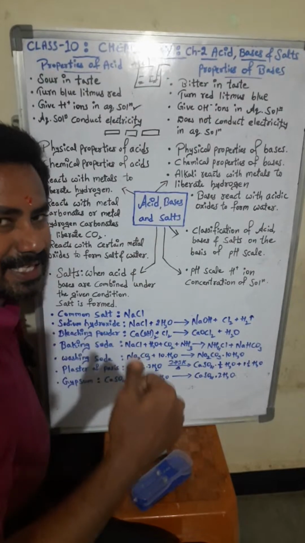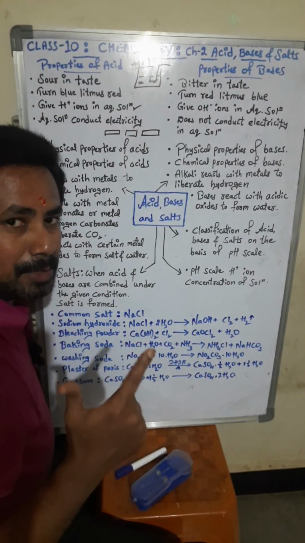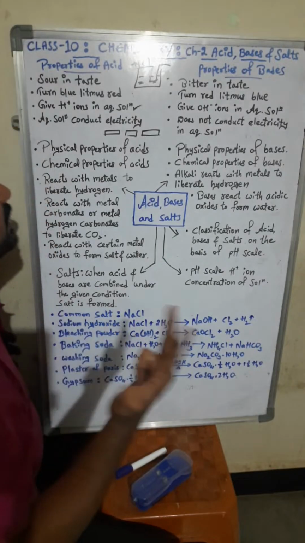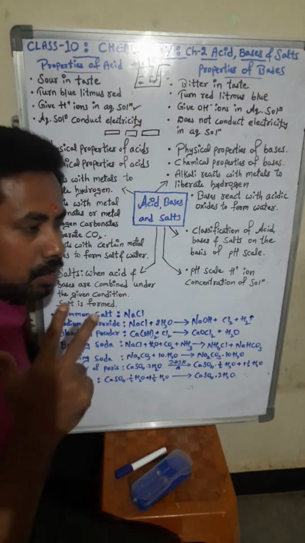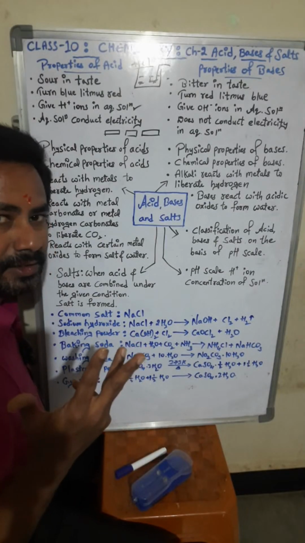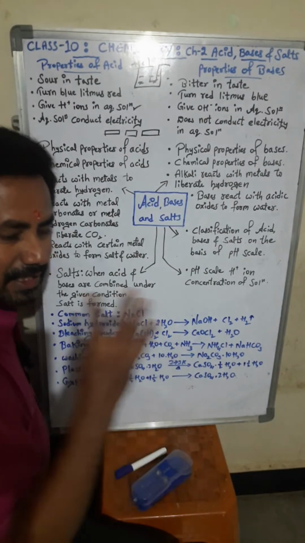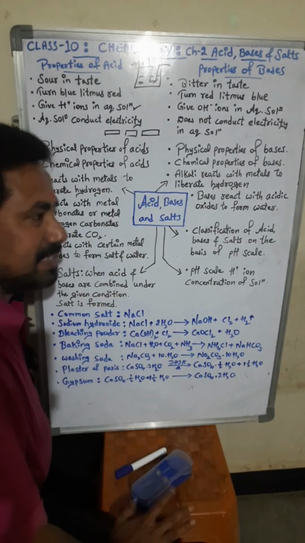First one, acids are sour in taste. Second one, acid turns blue litmus to red. And the third one is they give hydrogen ions in aqueous solution. And the fourth one, in aqueous solution they conduct electricity. These are some of the properties of acids.